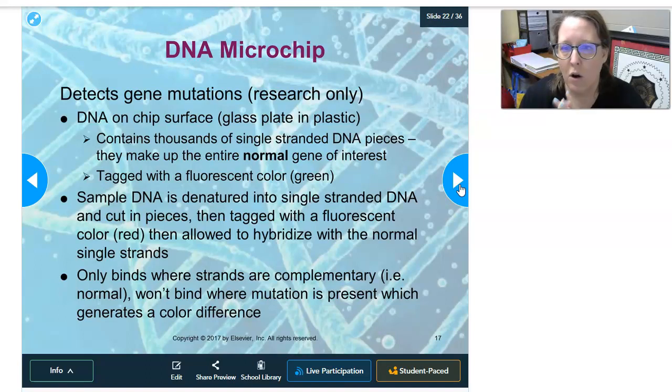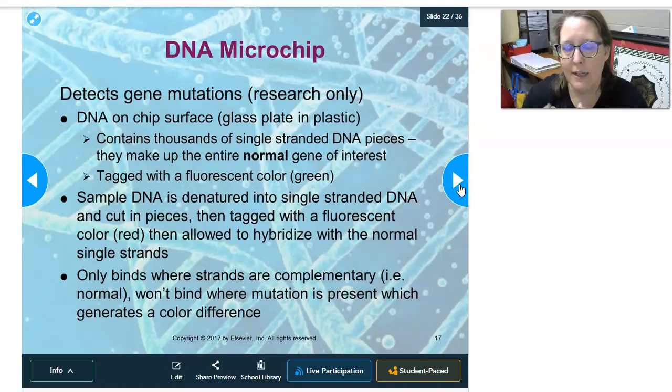And all the pieces of the normal gene of interest are all tagged with the same fluorescent color, let's say in our example, green. So all the normal stuff is green and it's fixed, and they're single-stranded, so it's one half of the DNA fixed on that chip surface. Then the sample DNA is denatured into single-stranded DNA, cut into pieces and tagged with a fluorescent dye that is a different color than your normal gene. So here it could be red.